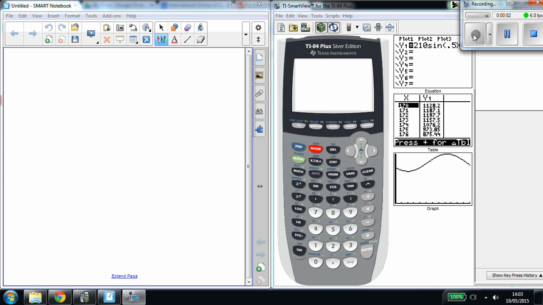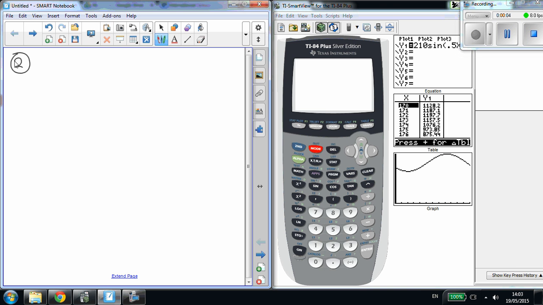Okay, we're trying to solve question 2. It tells you straight away in the question that we're going to use the GDC to find the correlation coefficient and to find the equation of the regression line. So you need to absolutely know how to do that on the calculator.